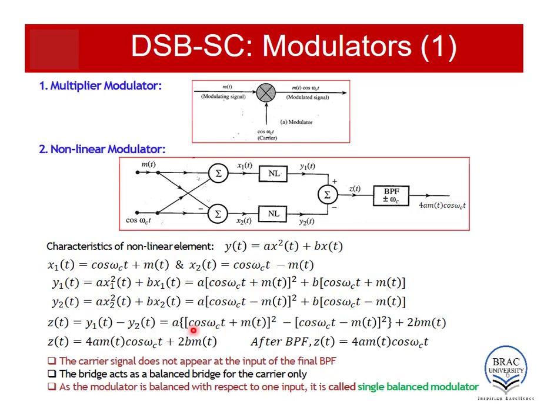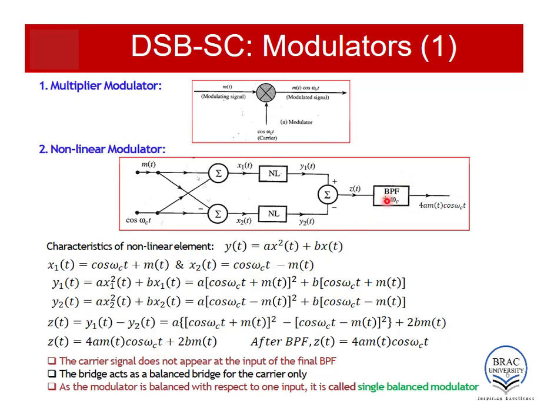Now if we consider this as a and this as b, then this is actually (a plus b) whole square and this is actually (a minus b) whole square. If we recall from basic algebra that (a plus b) whole square minus (a minus b) whole square is actually 4ab, so the resulting signal zt will be 4 into a mt cos omega ct plus 2bmt.